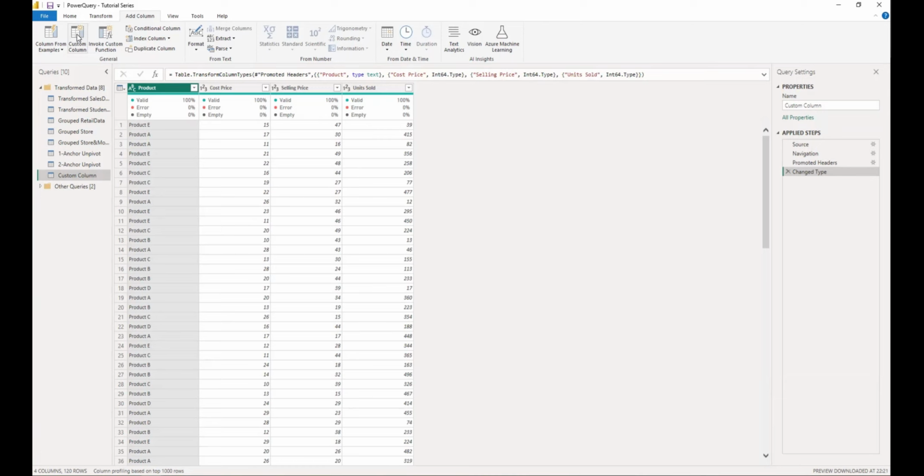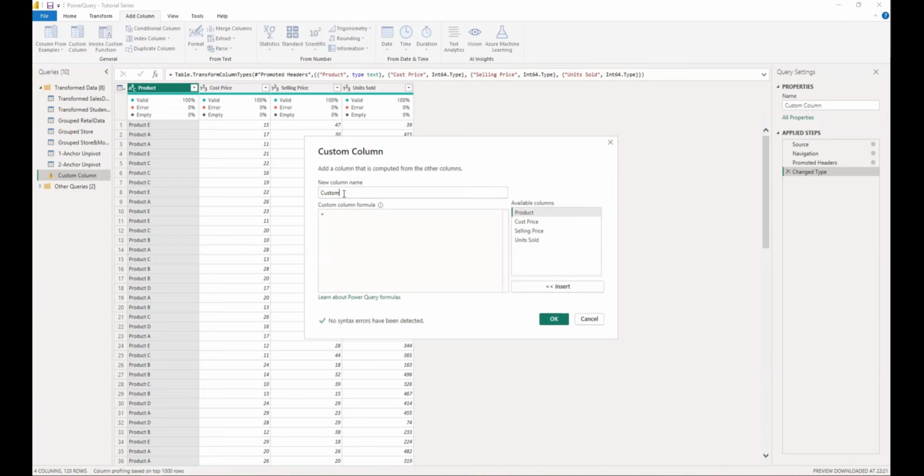So we can use things like a custom column to create further columns, to add varying units, or add other calculations. So here I can just go under the add column, go to custom column. I can call that total sales.